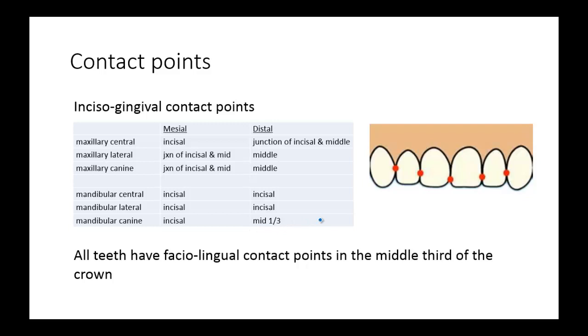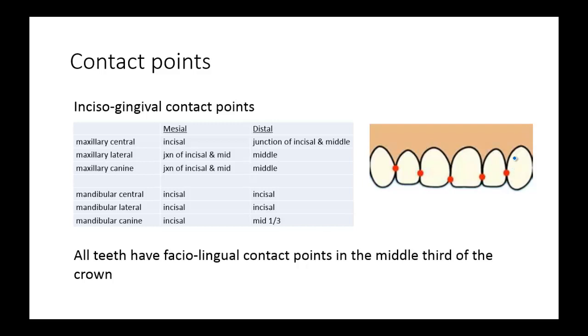And then for the maxillary, I just remember that the distal is always a little bit more gingival than the mesial. So if you start with a central, which is going to be in the incisal third, as you go more distally, it's going to go one level back. So if it's incisal here, it's going to be the junction of the incisal and middle for the mesial of the lateral, and if you go one back, the distal is going to be in the middle. So that's how I remember it.